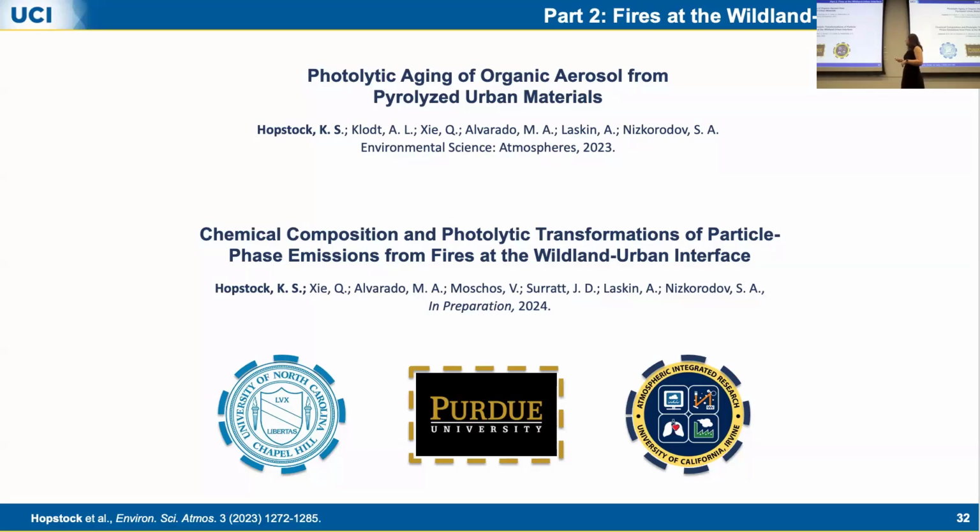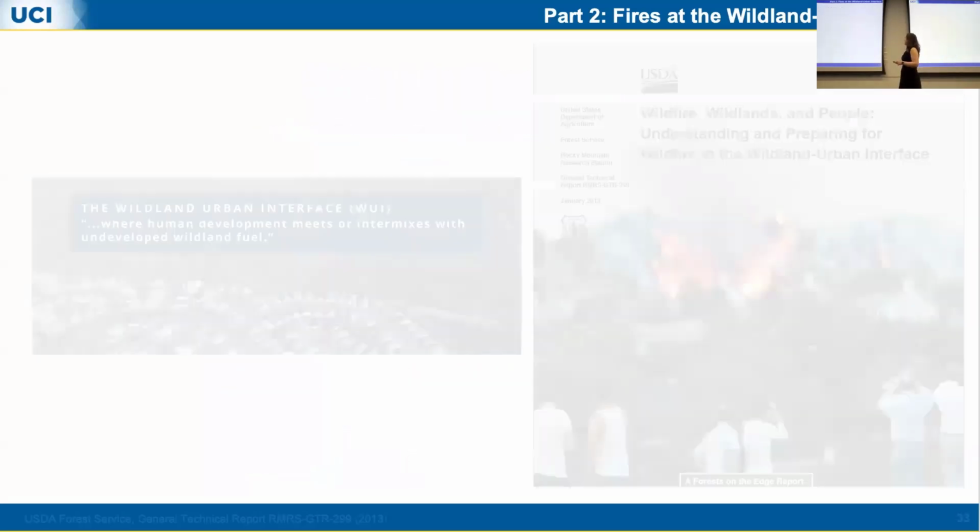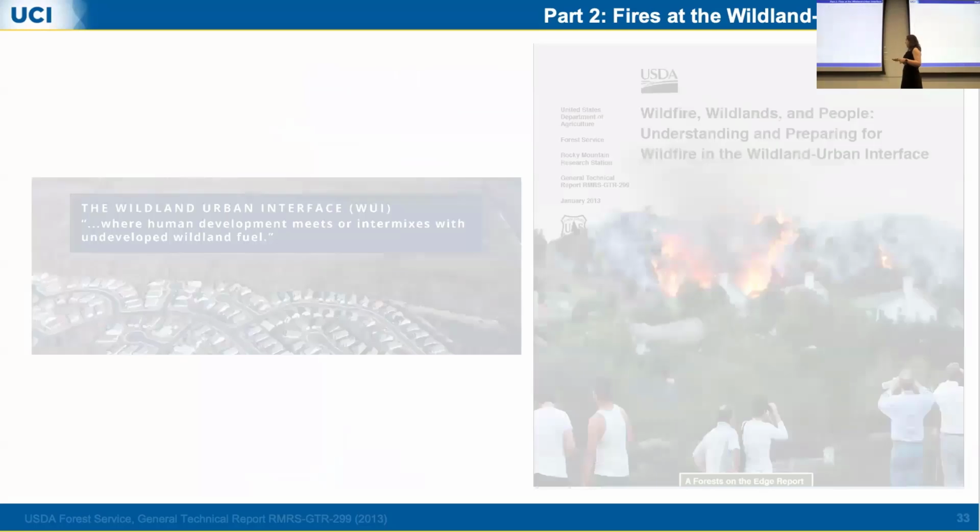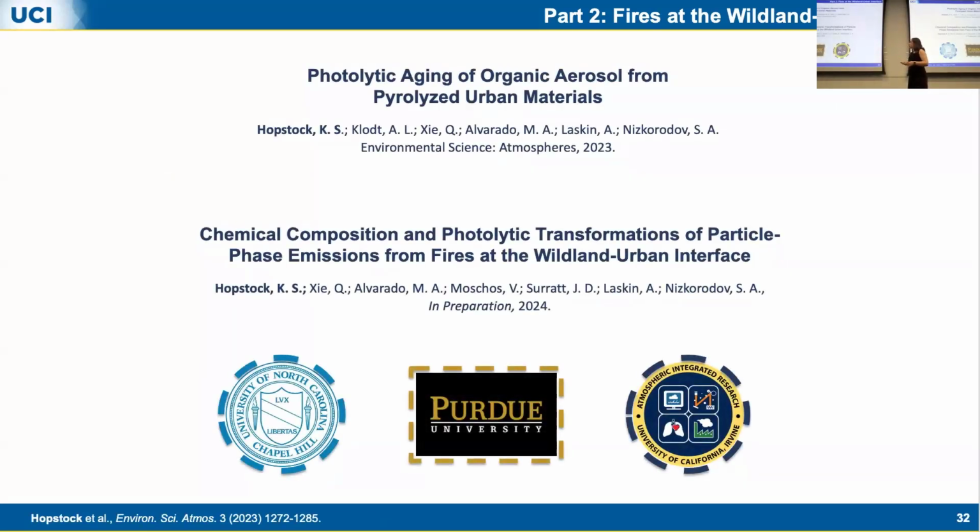And then in the second work here, this is in preparation still. We're planning to submit hopefully soon on the chemical composition and photolytic transformations of particle phase emissions at the wild and urban interface. Oh, and I forgot to mention that in the second paper, we collaborated with Jason Surratt's group at the University of North Carolina, Chapel Hill.